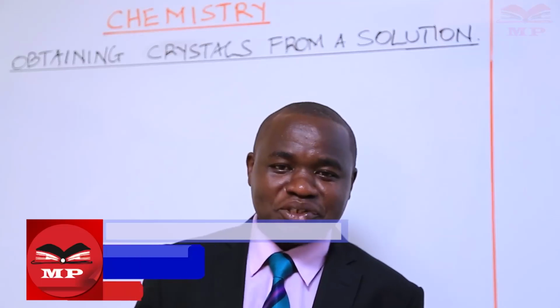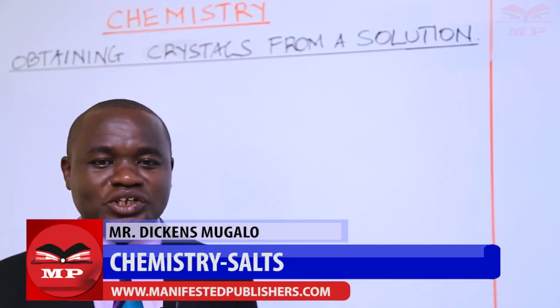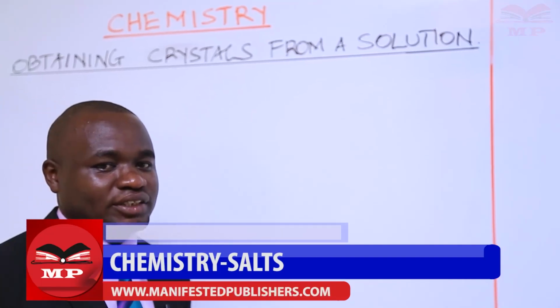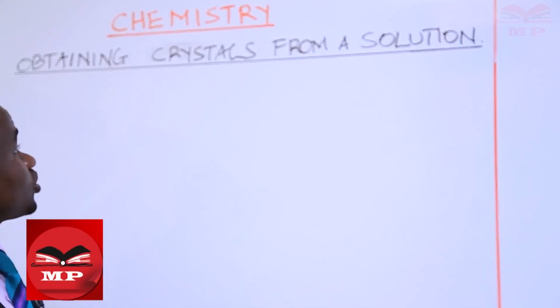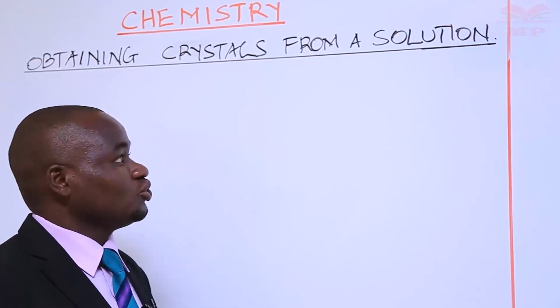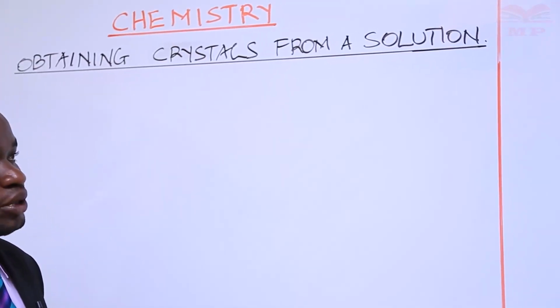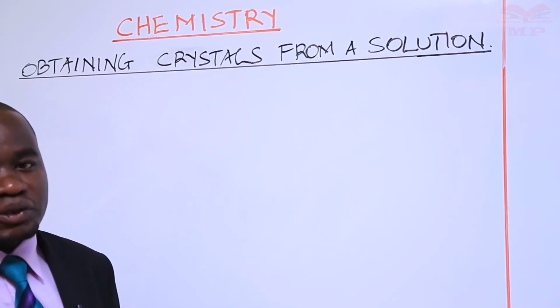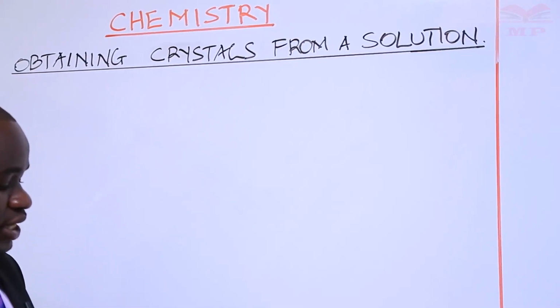Hello learner, my name is Dickens and we are talking about salts, and in today's lesson we want to discuss how you can obtain crystals from any given salt solution. So we start by obtaining the solution itself, and we shall use copper sulfate as our example.